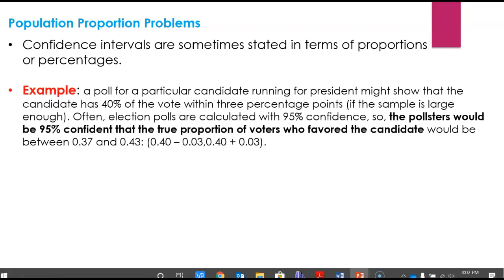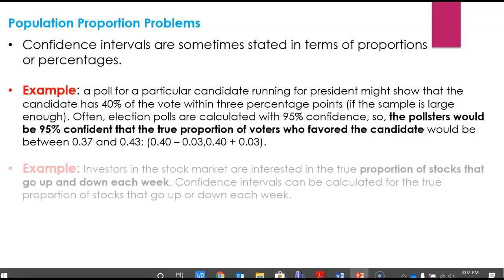Here's an example. A poll for a particular candidate running for president might show that the candidate has 40% of the vote within 3 percentage points if the sample is large enough. Often, election polls are calculated with 95% confidence, so the pollsters would be 95% confident that the true proportion of voters who favored the candidate would be between 0.37 and 0.43. That's a confidence interval of 0.40 minus 0.03 and 0.40 plus 0.03.